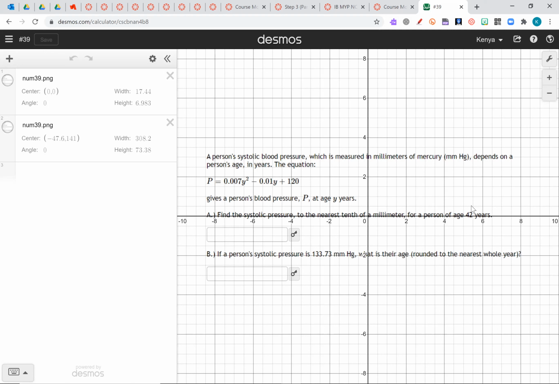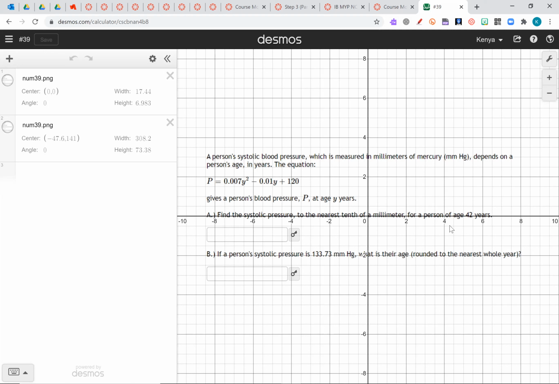So there's 2 questions we need to answer. Question number 1, find the systolic pressure to the nearest tenth of a millimeter for a person of age 42. In the next problem, we're going to look at if a person's systolic pressure is 133.73 millimeters, what is their age rounded to the nearest whole number? All right, so this problem can also be solved by a system for part B. But for part A, let's look at what they gave us.